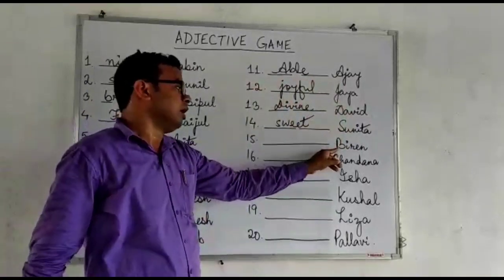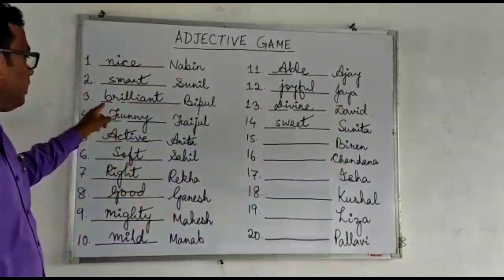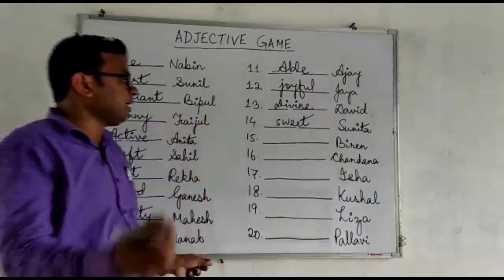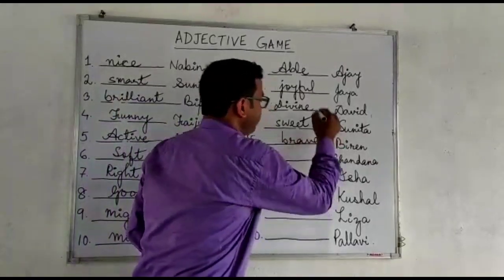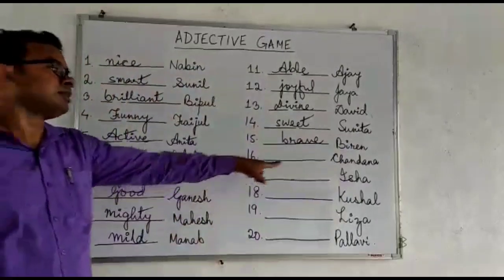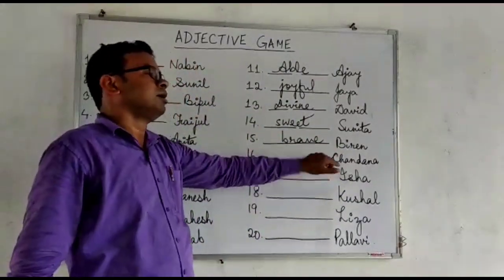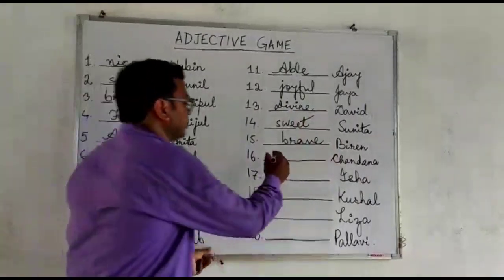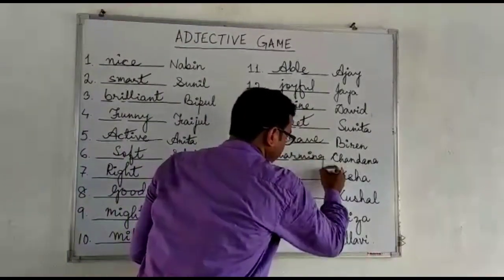Our next student is Biren. Biren will also think of an adjective with the beginning letter B. So already Vipul has used one adjective, that is brilliant. Biren can use another adjective, that is brave. B-R-A-V-E, brave. Now it is time for Chandana. C is the beginning letter. So she would think of an adjective starting with C. It can be charming Chandana.